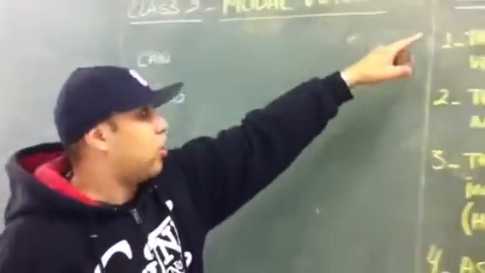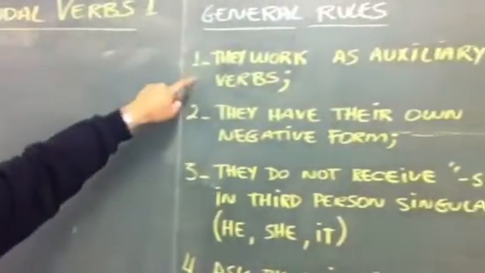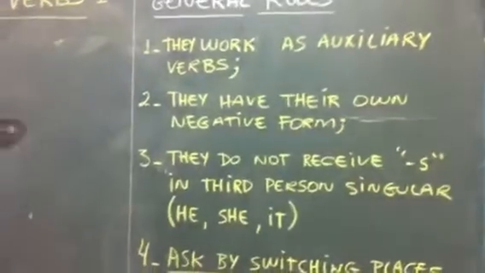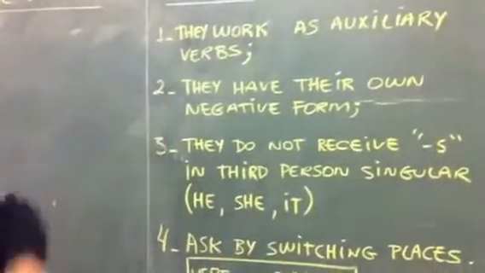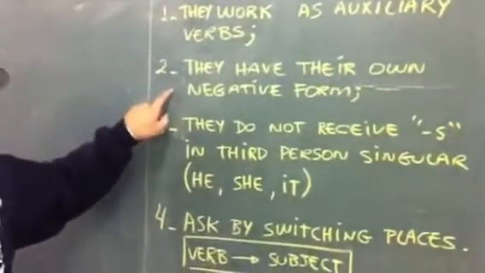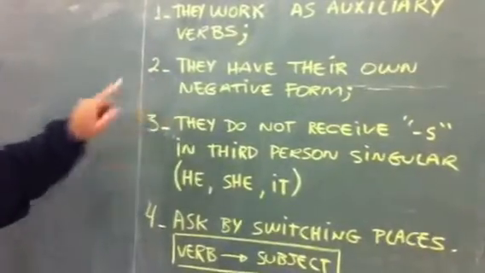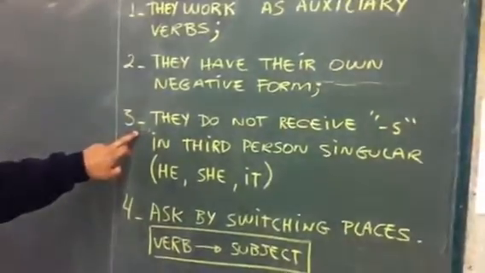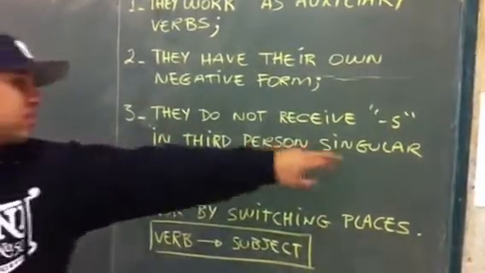And please check the general rules in here. First rule, rule number 1. They work as auxiliary verbs. Rule number 2. They have their own negative forms. Rule number 3. They do not receive S in the third person singular.